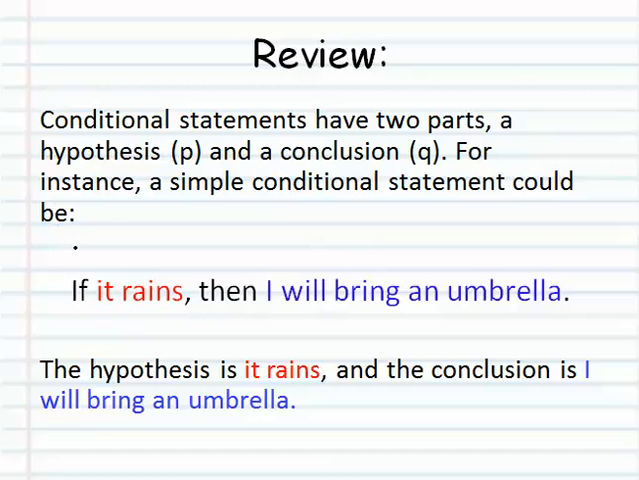So for this example, if it rains, this would be my hypothesis, otherwise known as P. Then I will bring an umbrella, which is our conclusion, which we'll call Q. So the hypothesis is it rains, and the conclusion is I will bring an umbrella.